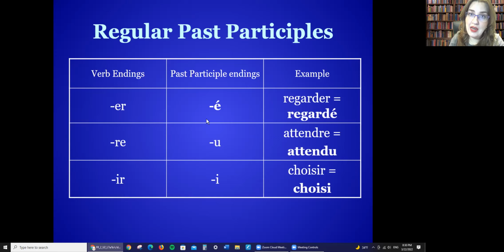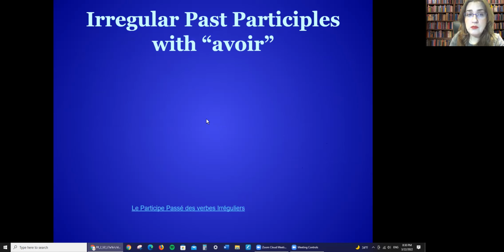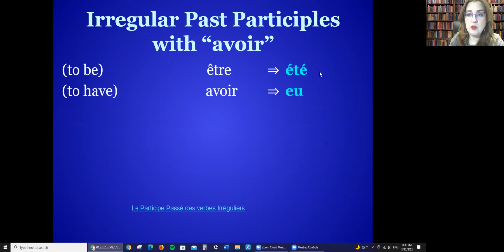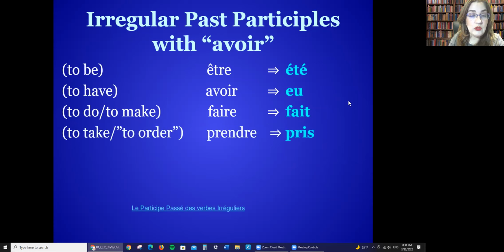But of course, we need the helper verb, right? For these verbs, it would be avoir. Now let's look at the irregular past participles with avoir, and we learned that to be means être. It's irregular. The past participle of être is été. For to have, avoir, the past participle is eu. For to do or to make, which is faire, the past participle is fait. For to take or to order, meaning prendre, the past participle is pris, and it's irregular.